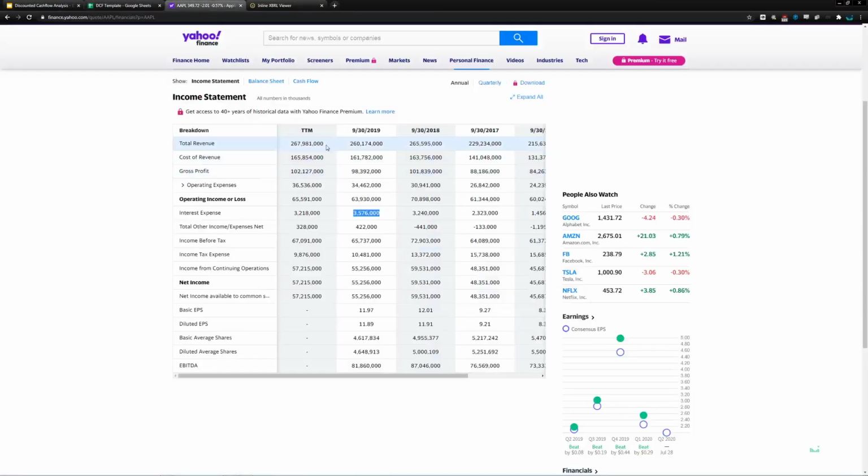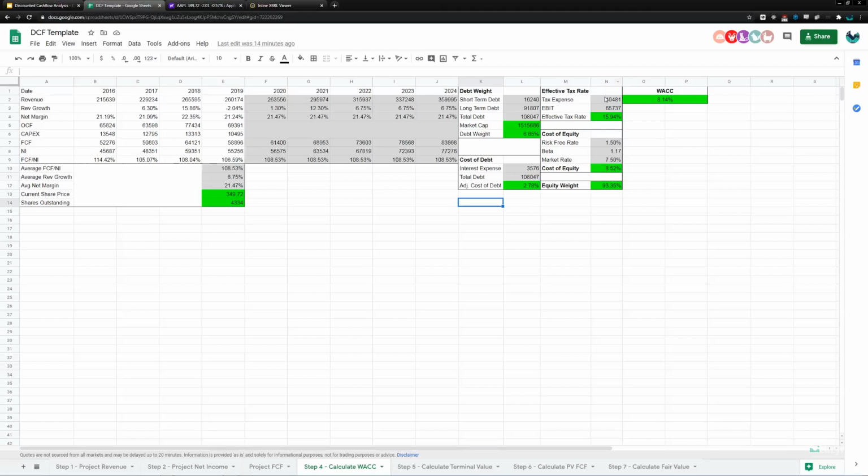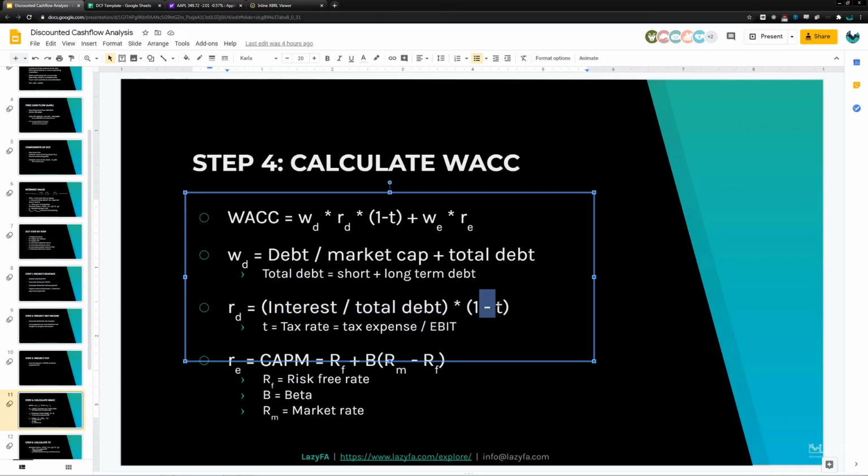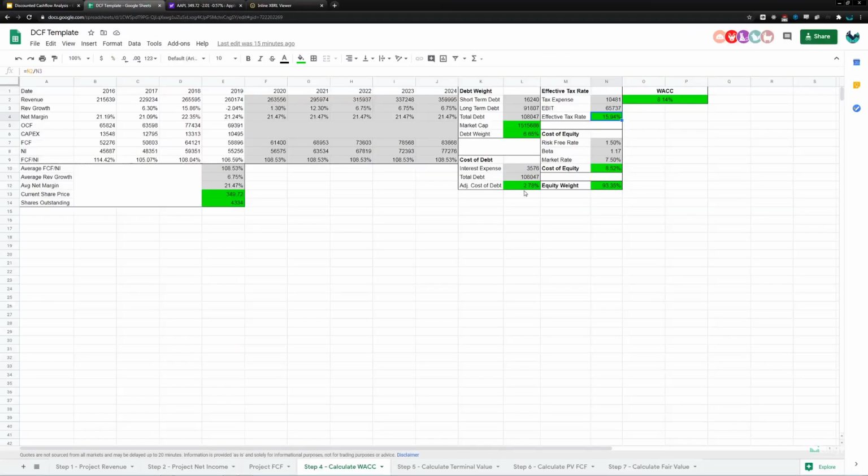We look at the tax expense, which is right here. So 10.481 billion. That goes in this cell. And then we want to divide that into earnings before interest and taxes. So we want to figure out what their tax was that they paid on all of their earnings. And in this case, it works out to about 16%. So then we take the interest divided by total debt times 1 minus the 16%, and we end up with the tax-adjusted cost of debt, which is 2.78%.